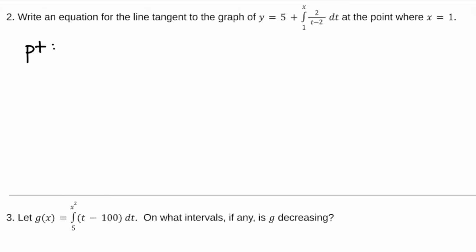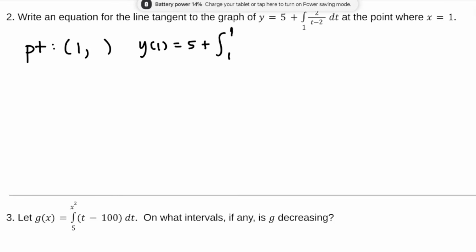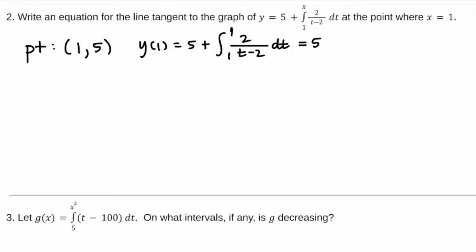So the point would be x equals 1 and y is equal to, I'm not sure, oh, okay, 5 plus the integral from 1 to 1, that's just going to be 5. Doesn't really matter what's on the inside, 2 over t minus 2 dt. That's just going to equal 5. Okay, so the point is 1 and 5.